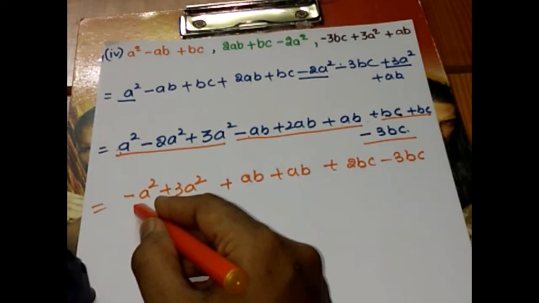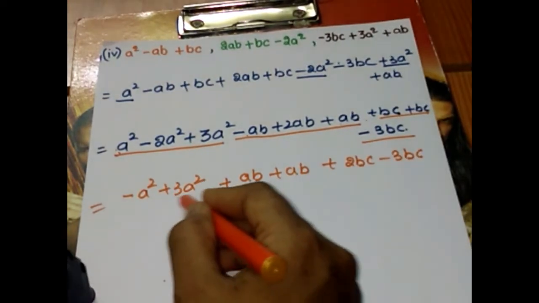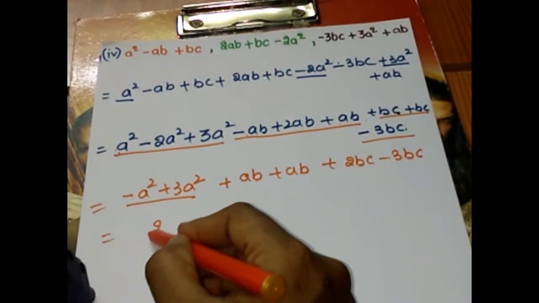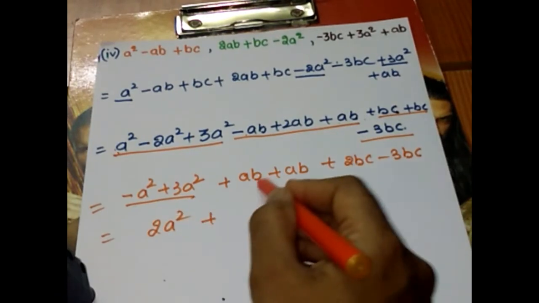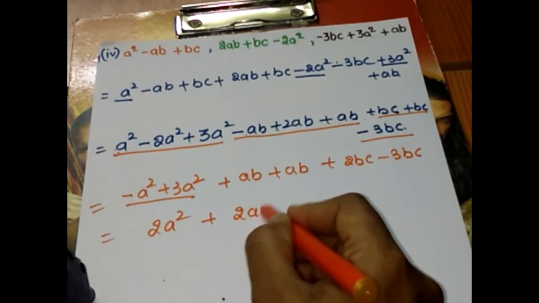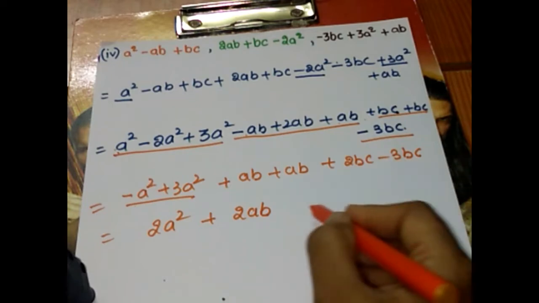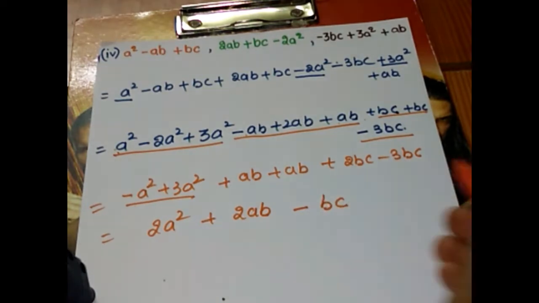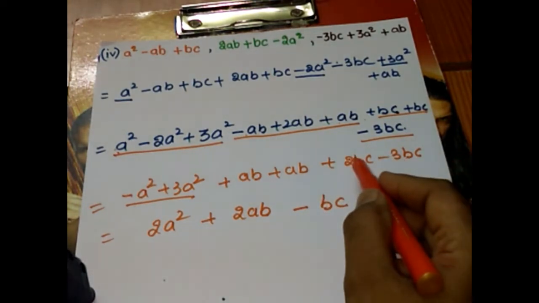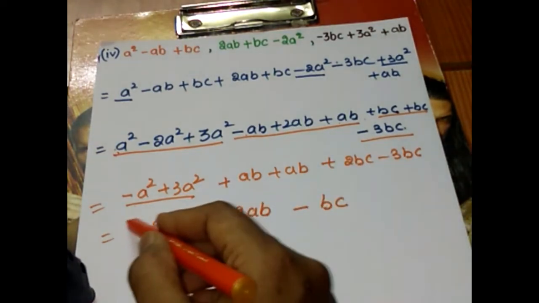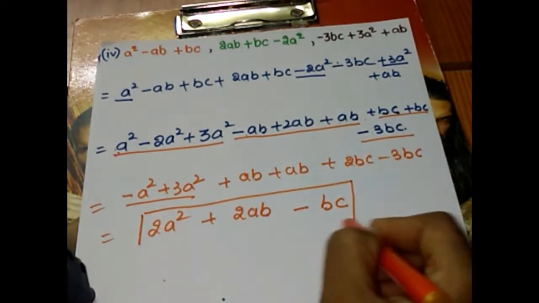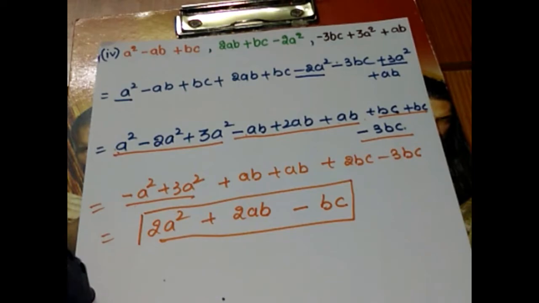Come on, solve it. Minus a square plus 3a square is 2a square. AB plus AB is 2AB. BC minus 3BC is minus BC. 3 minus 2 is 1. Greater number is 3. Hence BC will carry the minus sign.